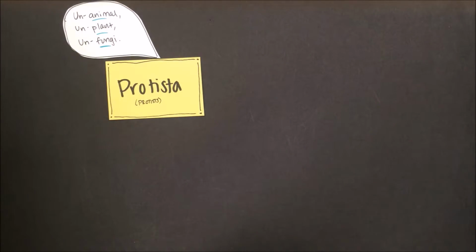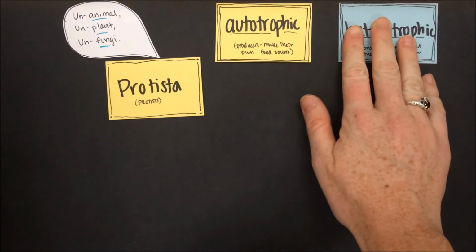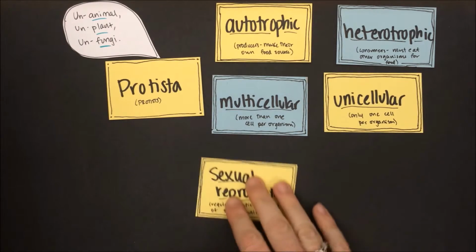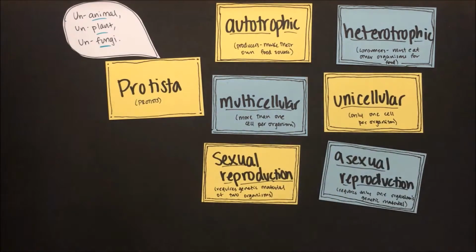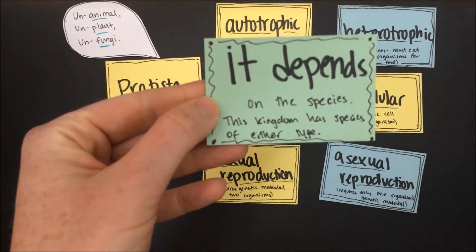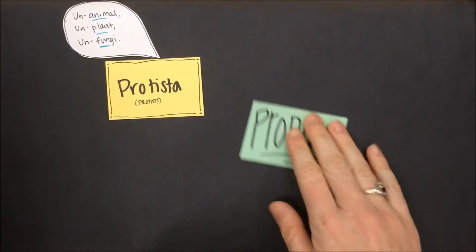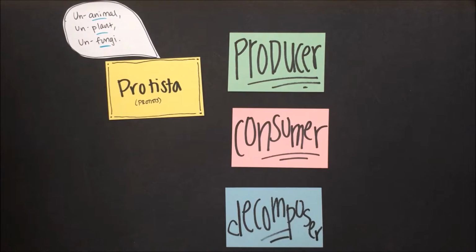Protists are incredibly diverse. They can be autotrophs, they can be heterotrophs, they can be multicellular, or they can be unicellular. They can reproduce sexually, or they can reproduce asexually. It really depends on the species that you're talking about. They can also take on all major ecological roles: producers, consumers, and decomposers.